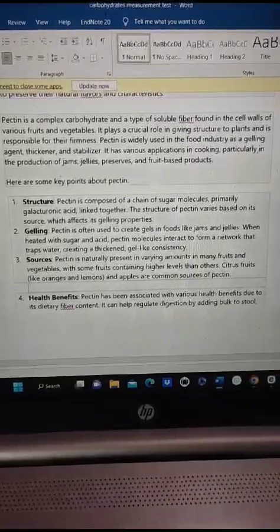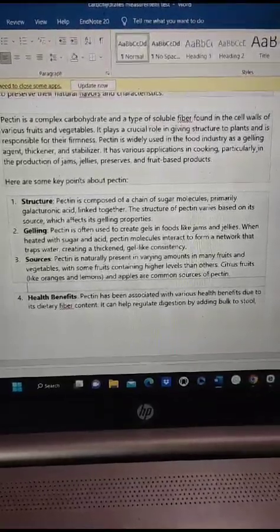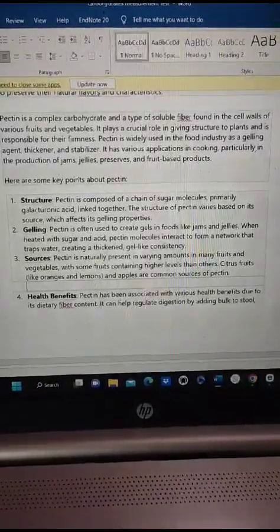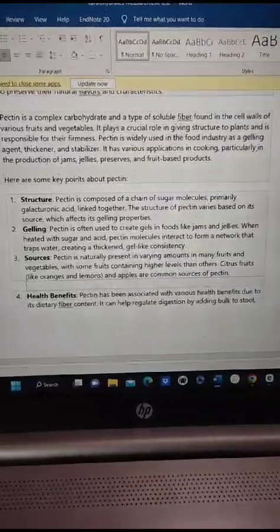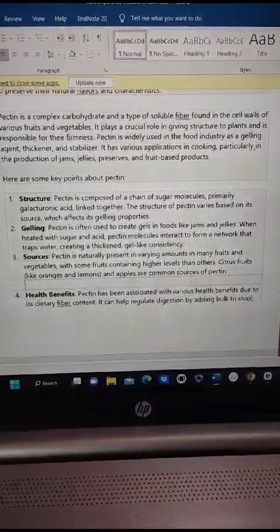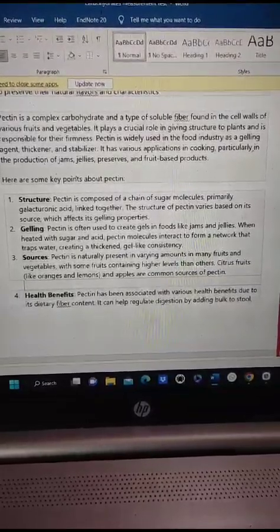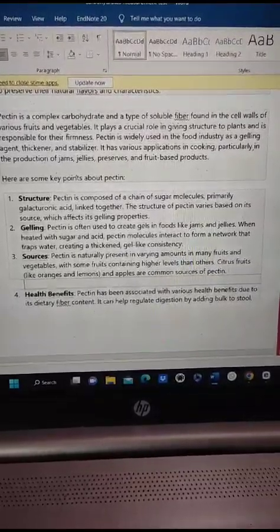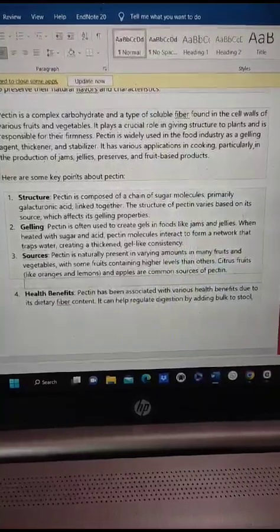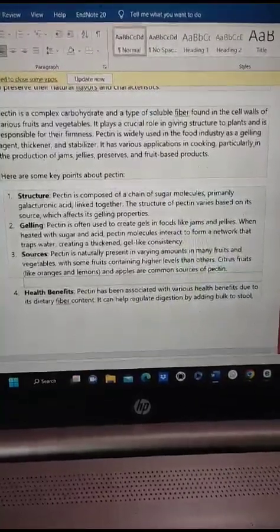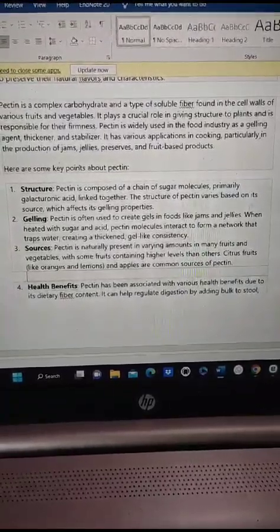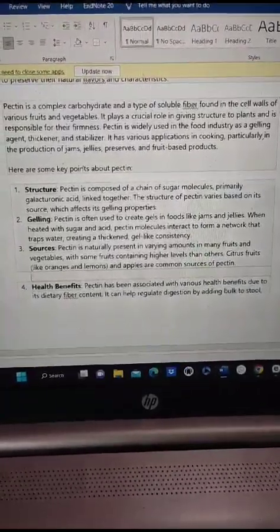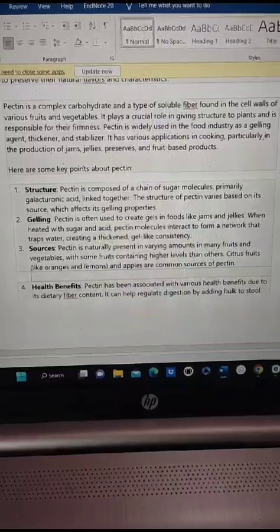These pectins play vital roles in giving structure to the plants, and they are responsible for firmness in the plant body. Similarly, pectins are widely used in the food industry as a gelling agent, thickener and stabilizer. They are used for cooking purposes, particularly for making jams, jellies, preserves and food-based products. Here are some of the key points regarding pectins.